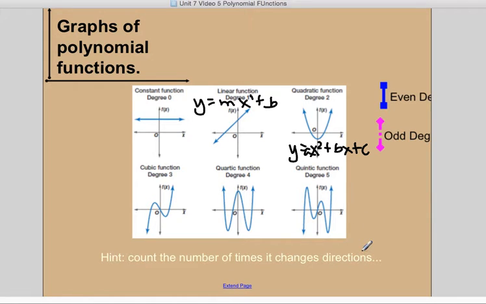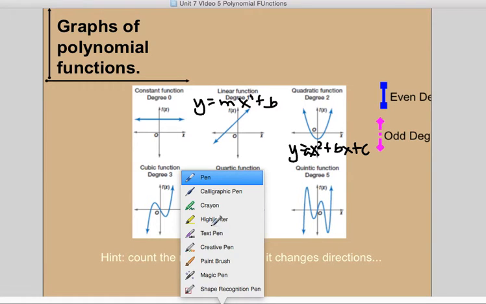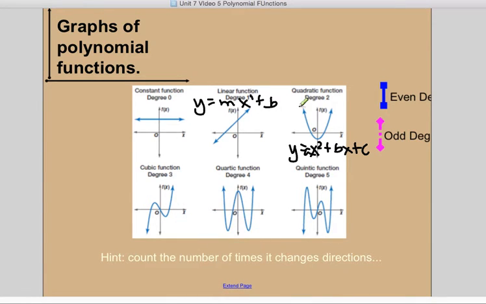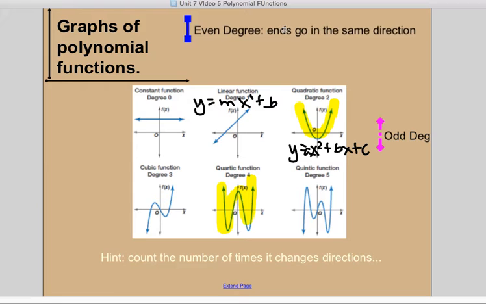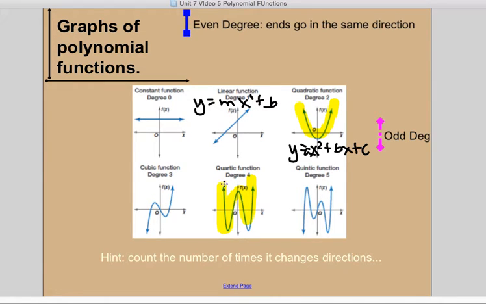And here's fifth degree. So let's first of all take a look at even degree problems, or even degrees. Notice the shape of it, okay? And here's another even degree. What do you notice about the endpoints? You should notice that they're going the same direction. So when you have an even degree, ends go in the same direction. Okay? Either they both go up or they both go down. So that's one way you know if it's even or odd. If they're both going up or both going down, it is even.